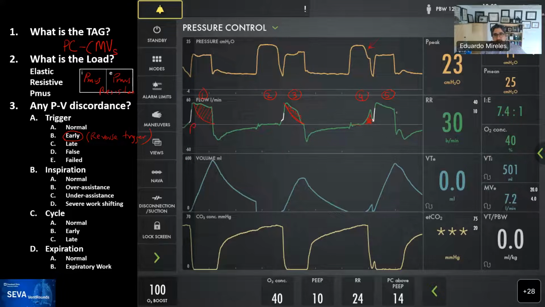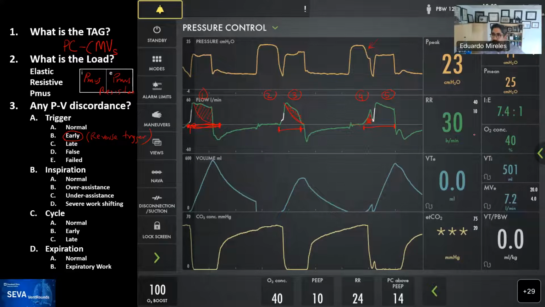And after that, it triggers the next breath, and you can see the continuity of the patient effort. So here, the effort from the patient starts here and ends here. Here, the effort from the patient starts here and ends around here. And on this one, the effort of the patient starts around here and finishes all the way over here.